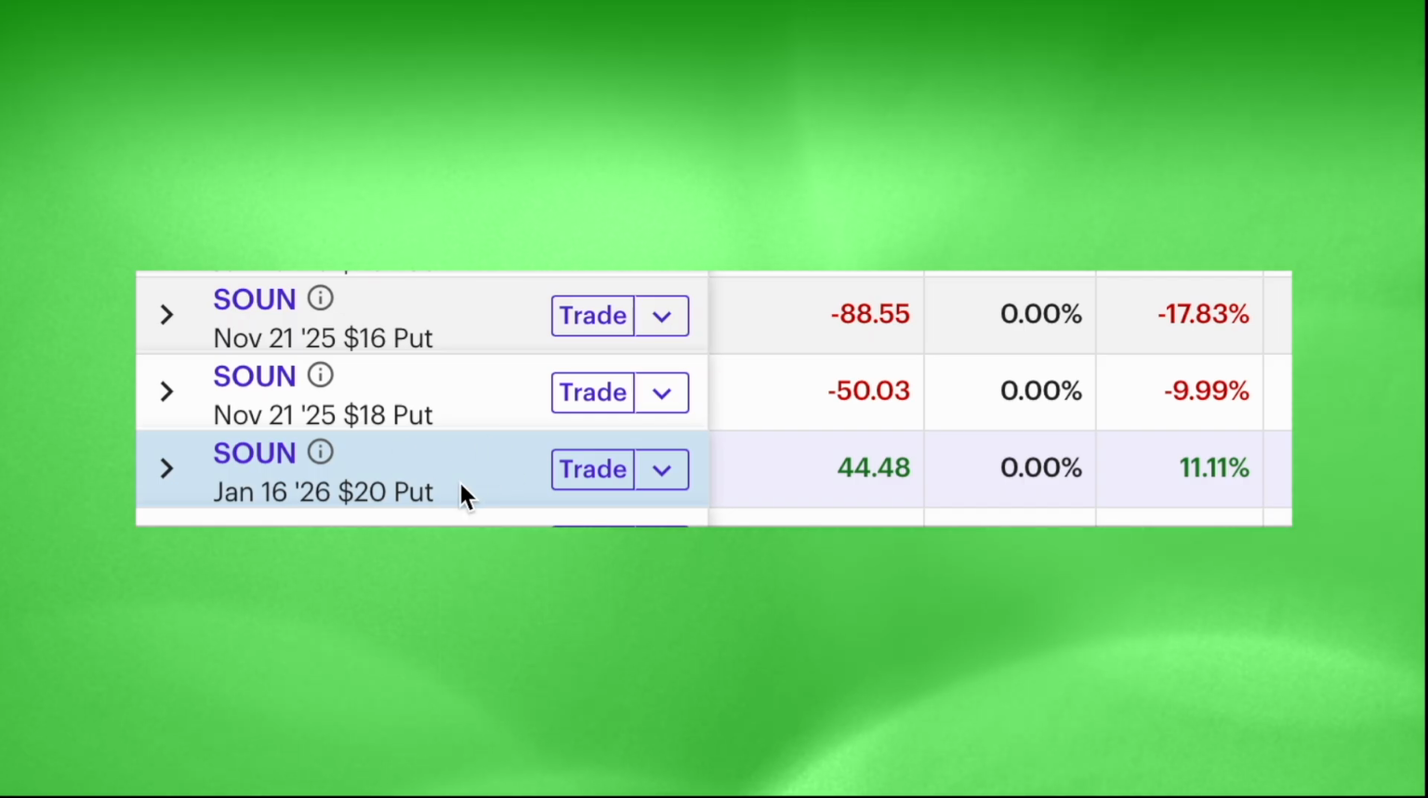So why is it in the money? Because SoundHound is currently trading under $20. That's why it's blue. When SoundHound trades under 18, this $18 one will be blue. When it trades under 16, the $16 one will be blue. But for now, this is the only one that's in the money. These are out of the money. It's very simple, so that's all I'm going to say for now because you're going to quickly understand it.